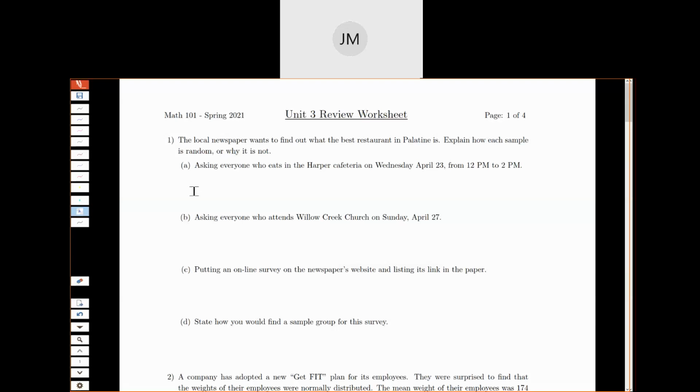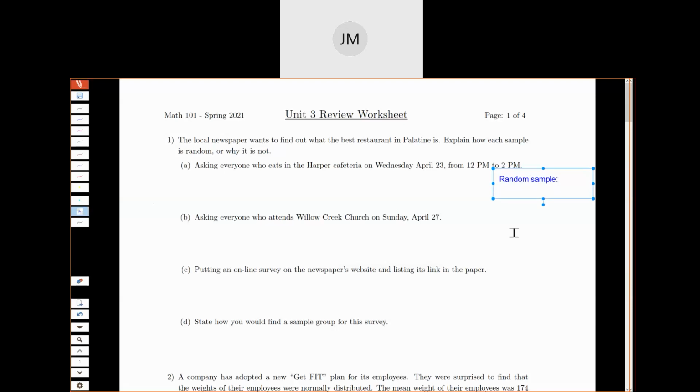All right, so first thing we're going to do is look at random samples. And what I have are some examples of trying to find out some information and drawing the sample. So let's suppose a local newspaper wants to find out what the best restaurant in Palatine is, okay? And we have some different ways of finding a sample. And what we want to do is just say, is this a good way to find a random sample? And if it's not, what's wrong with that? Okay. And I think that maybe a good idea would be to begin with reminding ourselves what a random sample is. Okay.